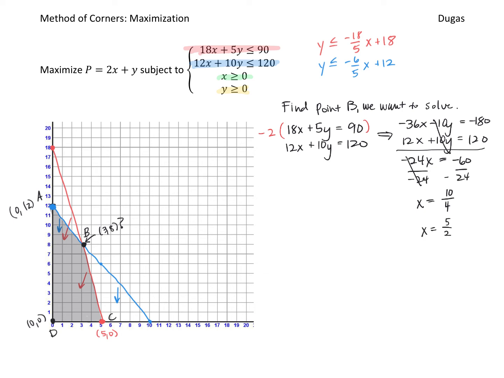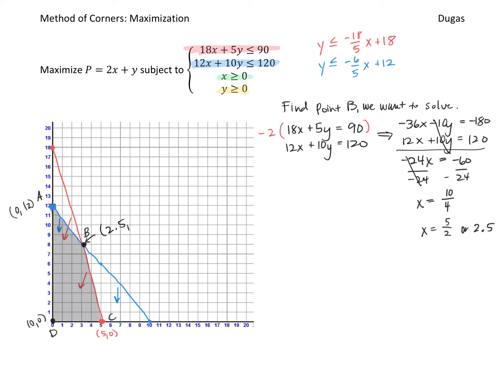Notice that my x value is not 3. My x value is 5 halves, or 2.5. So my guess of (3, 8) was not correct. If I just assumed that I drew a perfect graph and I used (3, 8), I would be wrong. Okay, so that's why you really need to make sure you check mathematically. So point B has an x value of 2.5.